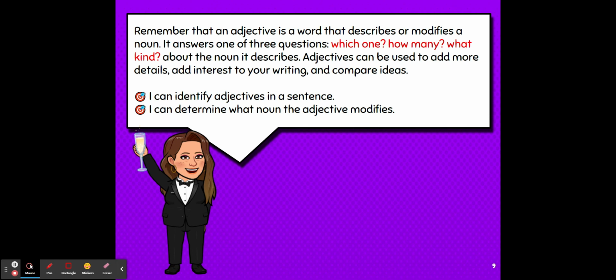Remember that an adjective is a word that describes or modifies a noun. It answers one of three questions: which one, how many, and what kind about the noun it describes. Adjectives can be used to add more details, add interest to your writing, and compare ideas. Hopefully, now you can identify adjectives in a sentence, and you can determine what noun the adjective modifies by using those three questions. Remember, which one, how many, what kind.